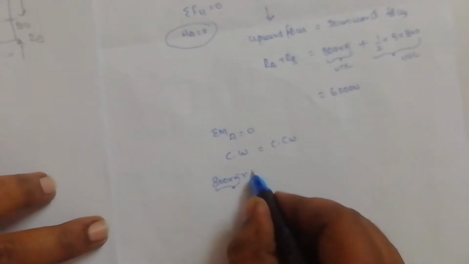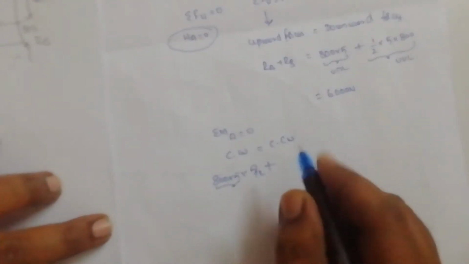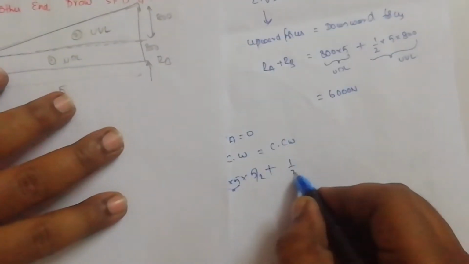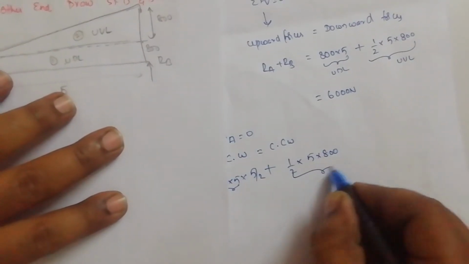It will be half into 5 by 2, so into 5 by 2 is equal to plus, because of the UVL I also have to take. So because of the UVL I am taking half into base into height. First I will calculate the load, half into base into height. So this is the load.